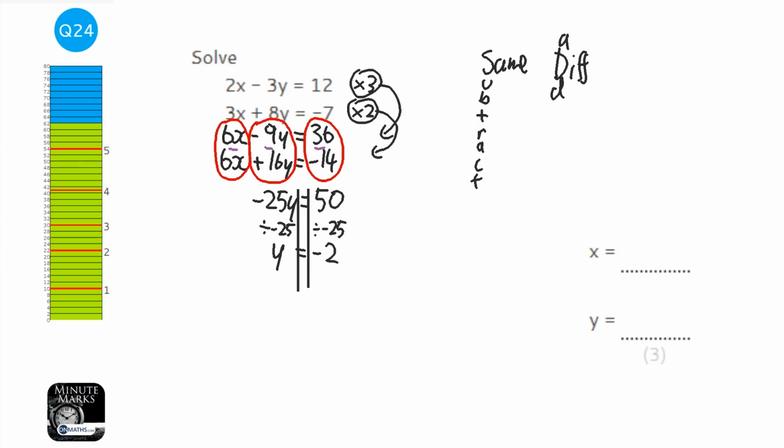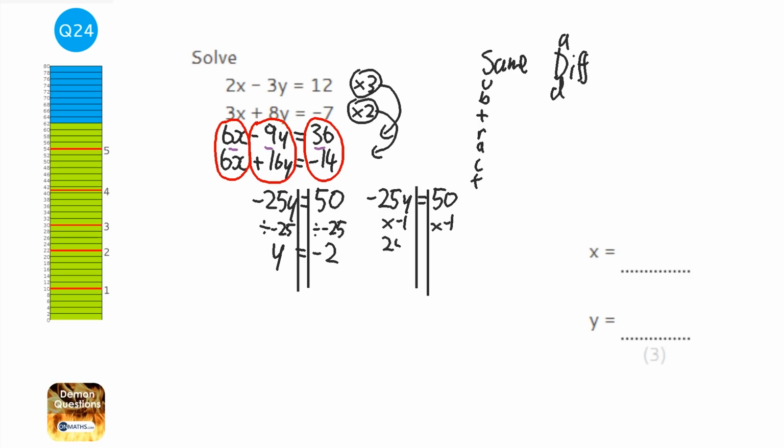2. Now if you're not comfortable with doing that, you can switch the signs first. So if you end up with this problem, what you can do is you can just effectively times both sides by minus 1 first. So you've got 25y equals minus 50, and then just divide by 25. So y equals minus 2.